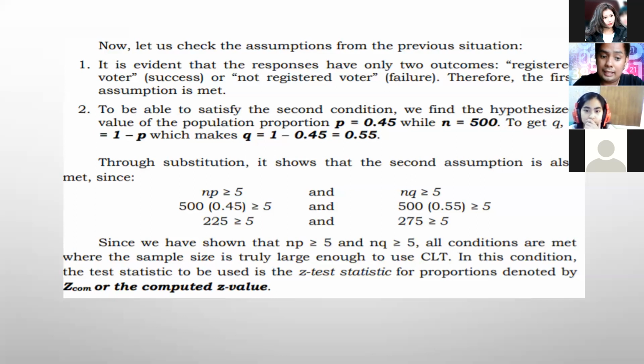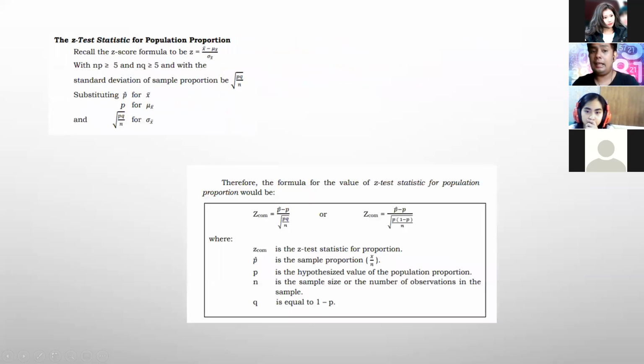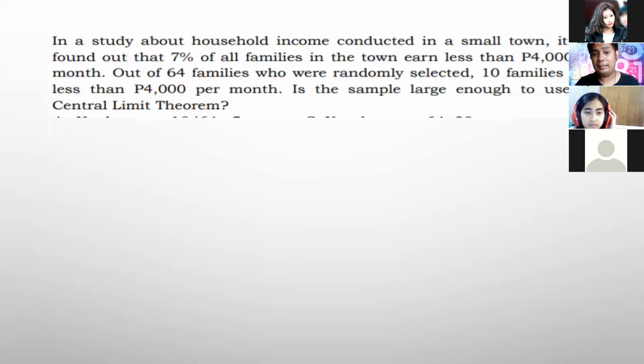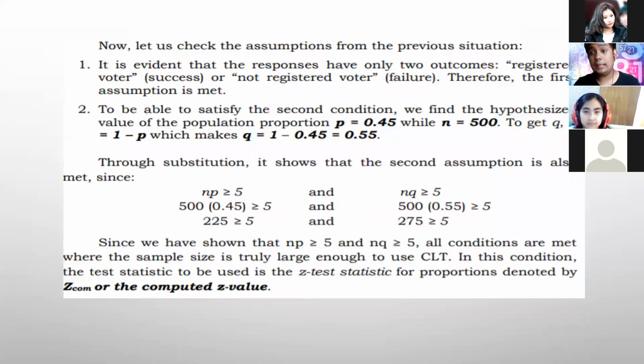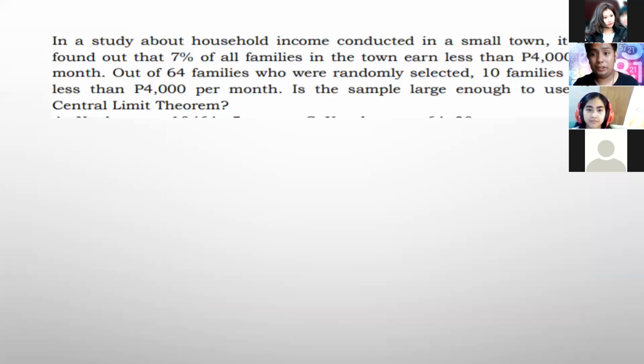Yan nga po ang gagamitin natin. Test will be z-test statistics for proportion and denoted as z-computed value. Which is dito naman, yan ang ating computation, pero i-discuss natin yan next week. Next week pa yan. Ang idea lang po muna natin ngayon ay kaya ba natin kumuha ng population proportion? Kaya ba natin kumuha ng sample proportion? At kailangan alam ba natin kung tama na ang number ng proportion o hindi?